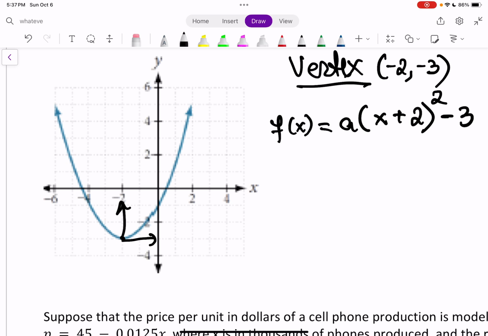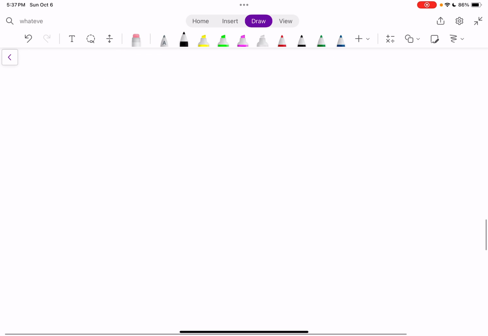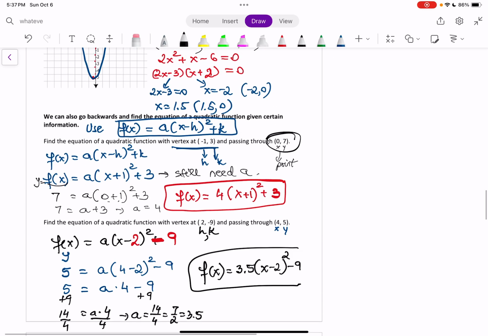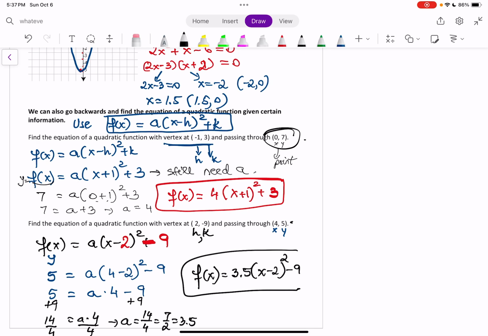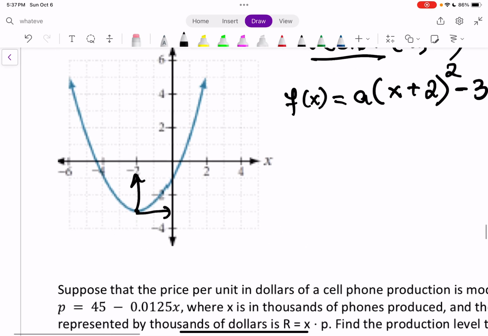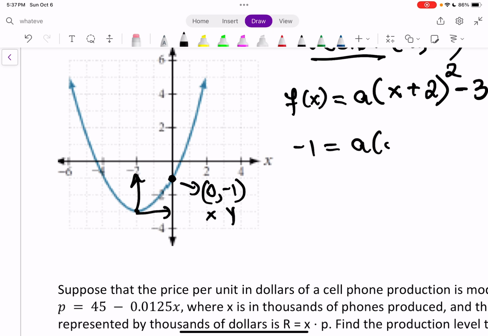Okay, and now we can find a. So grab any point. It could be the y-axis intercept I've given you in this problem, any random point in the second problem, it doesn't matter. Is there any point that you see exactly going through corners? And right here I see the y-axis intercept at x is 0, y is -1. So we can use this for an x and the y. So 0 plus 2 is 2. 2 squared is a 4. Add the 3 over.